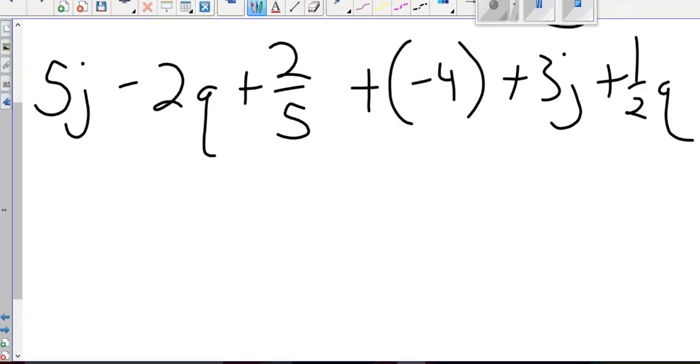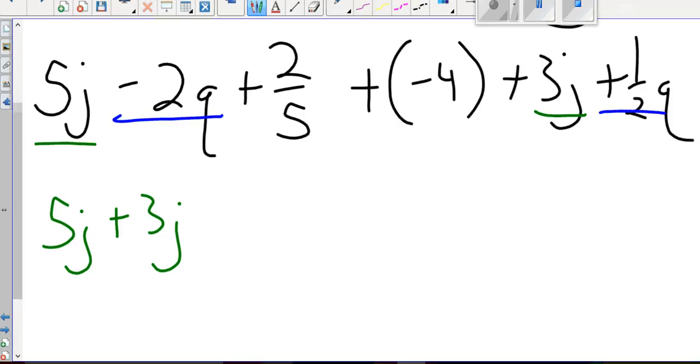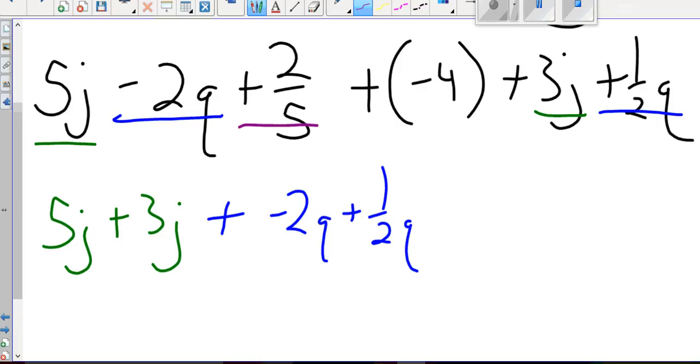So I can take my positive 3j and positive 5j, so 5j plus 3j. And then I can take my negative 2q plus my positive 1/2 q. So I'm adding negative 2q plus 1/2 q. And then finally, working with these two constants, we're adding 2/5 minus 4. So we have that expression.